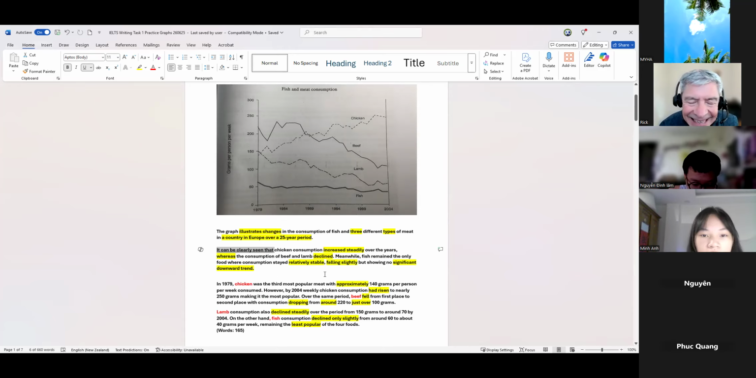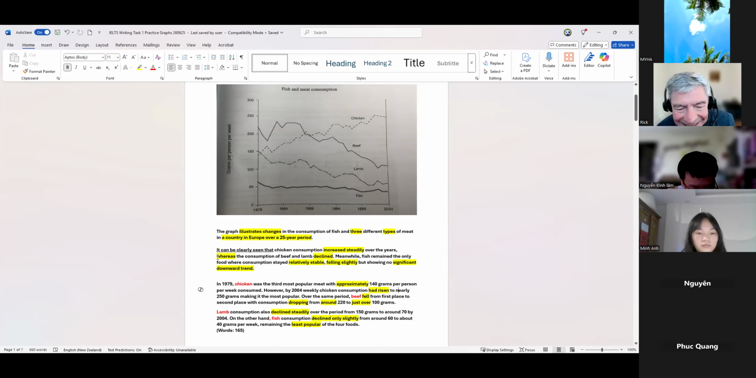It can be clearly seen that chicken consumption, okay, what happened to chicken consumption? It increased steadily over the years. Can you see chicken consumption here in the graph? Yes. Okay, so "increased steadily": steadily is the adverb we use to describe the speed of change. Does that make sense? Yes. Okay, steadily. It increased steadily.